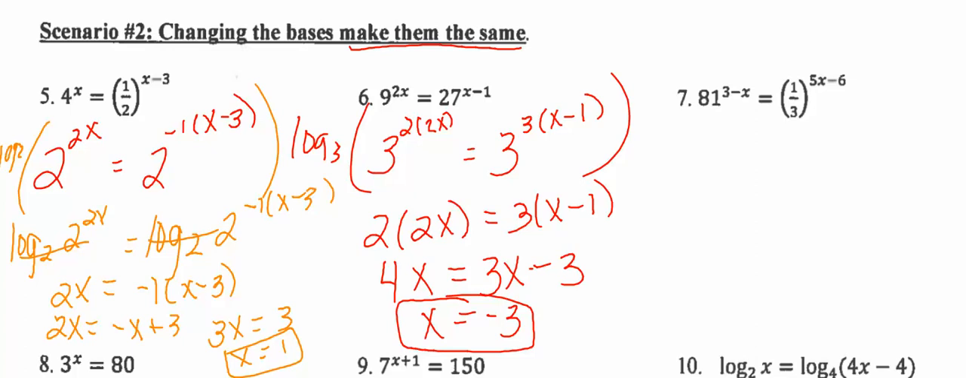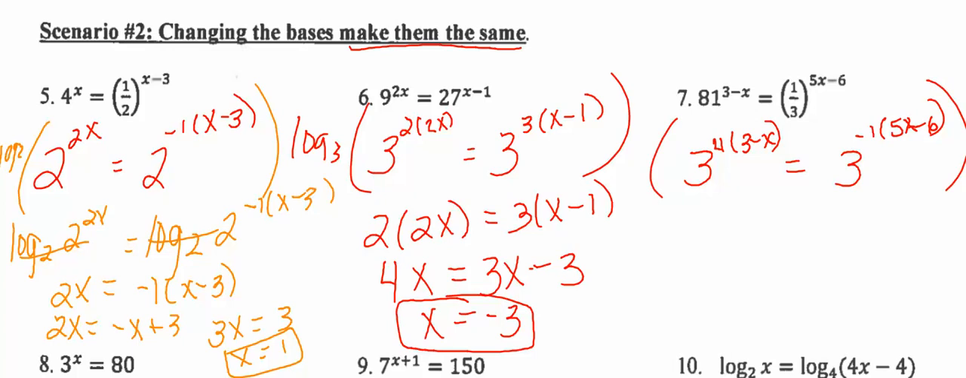So if I go over to number 7, 81 and 3, since 3 is a prime number, I know my base probably has to be 3. Remember, when you want the reciprocal, it's just going to be -1. So the right side was pretty easy. On the left side, 3 to the 4th power makes 81. Now when I multiply both sides by log base 3, they're going to cancel out.